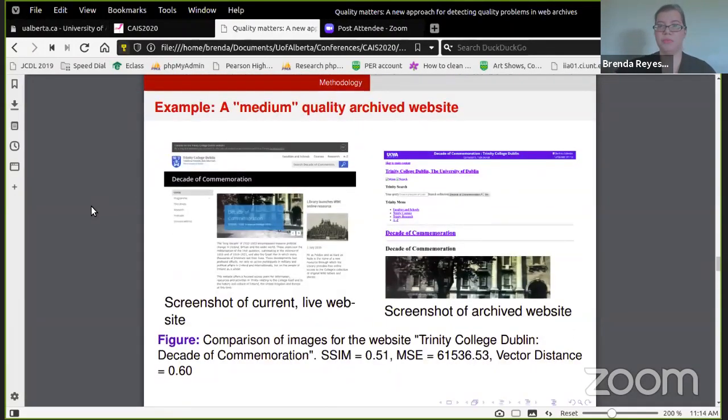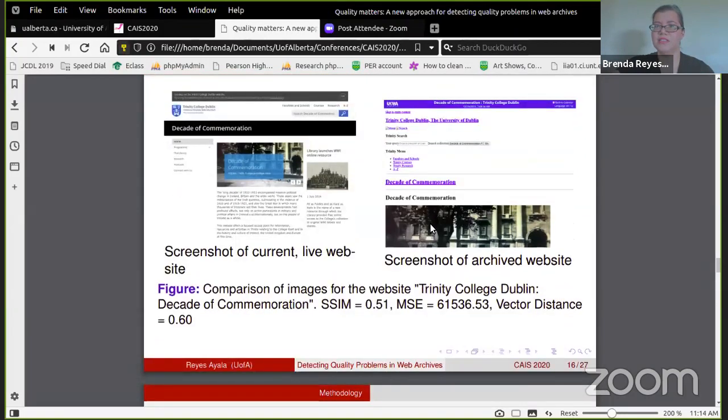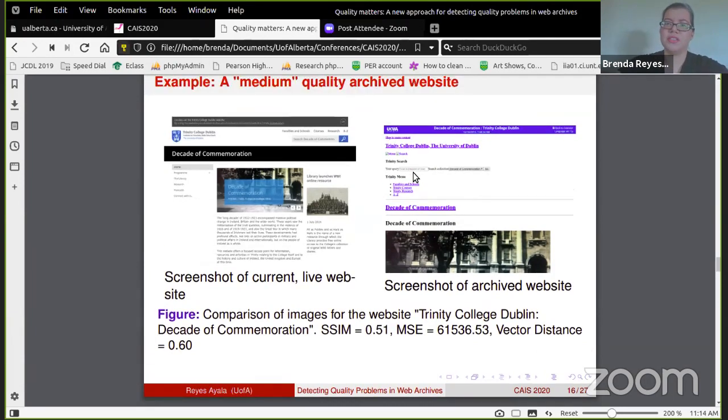So here are some examples of what we did and the results generated by the software. This is what I would call a medium quality archive website. And here we have a screenshot of the current live website and the archive website. And this is from Trinity College Dublin. So we see that in the archive version the styling is missing, some images are missing, but we can sort of see some text there. So this might be usable, right? It's not completely gone like that map that I showed you earlier.